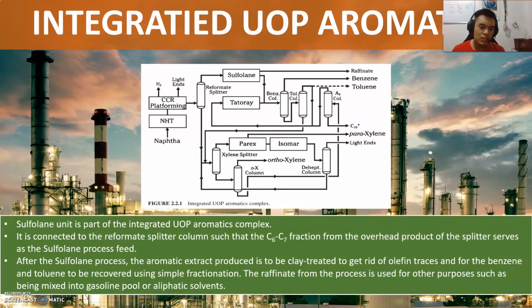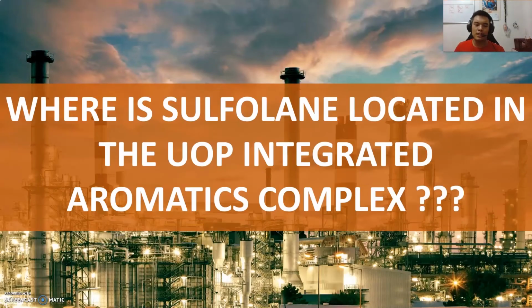The sulfolane unit is part of the integrated UOP Aromatics Complex, and it is connected to the reformate splitter column such that the C6-C7 fraction hydrocarbons from the overhead product of the splitter serve as the sulfolane process feed. After the sulfolane process, the aromatic extract is to be clay treated to get rid of olefin traces, and the benzene and toluene are recovered using simple fractionation. The raffinate from the process is used for other purposes such as being mixed into the gasoline pool or aliphatic solvents.